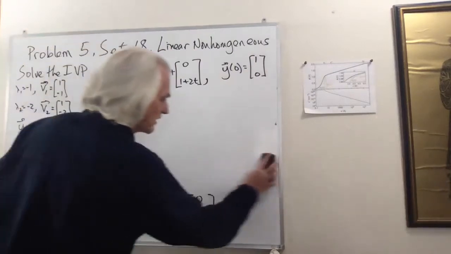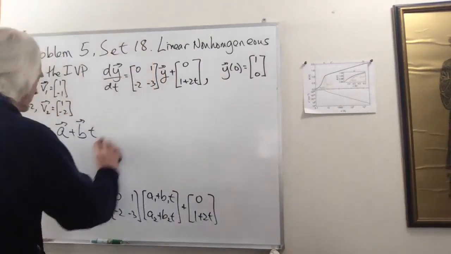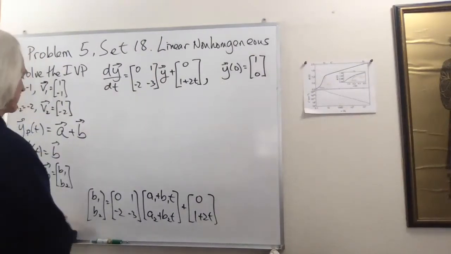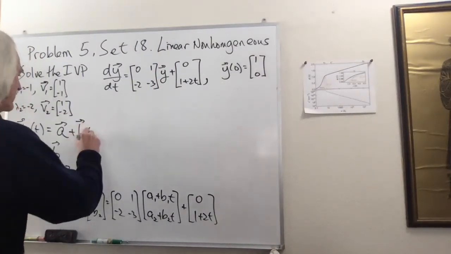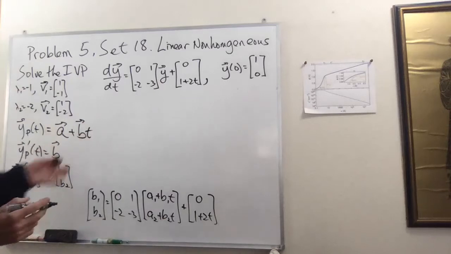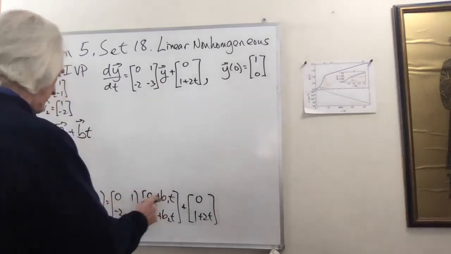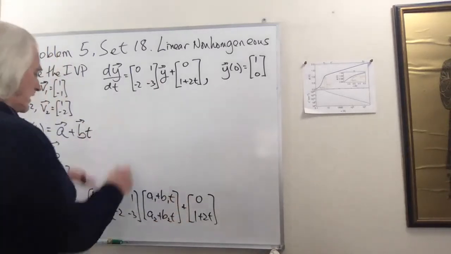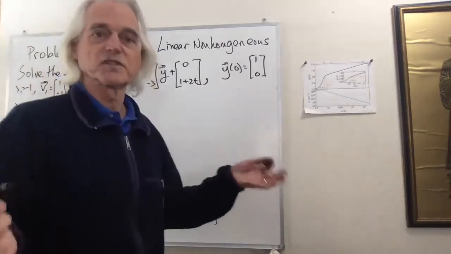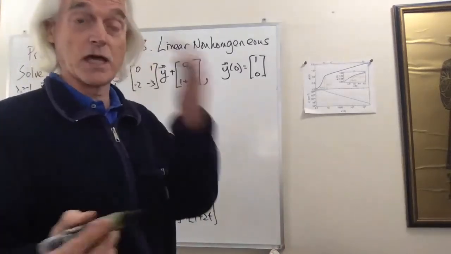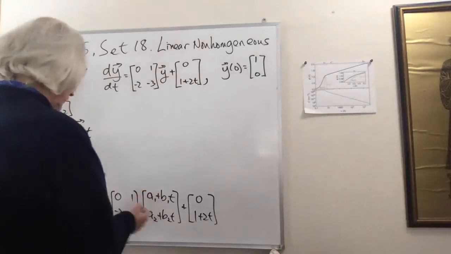And actually, I can erase all of this. Let's leave this part here, so we remember what the A and B mean. But let's write out this equation. I'm just going to do the first component and the second component and not bother to write it as a vector.